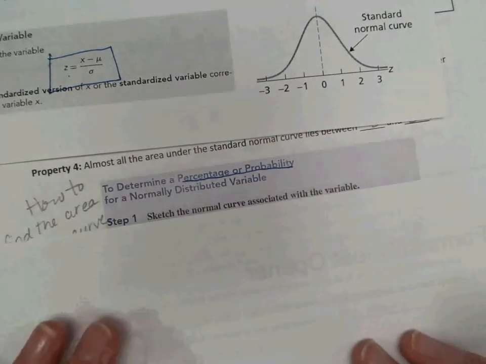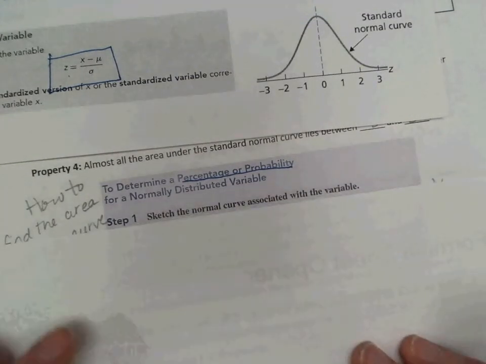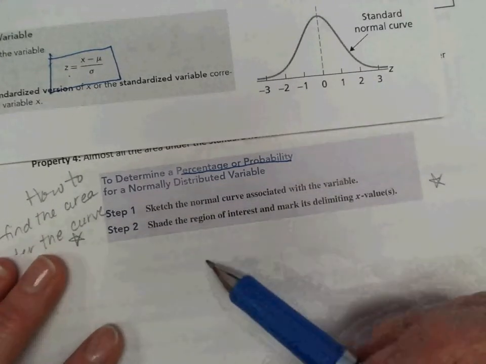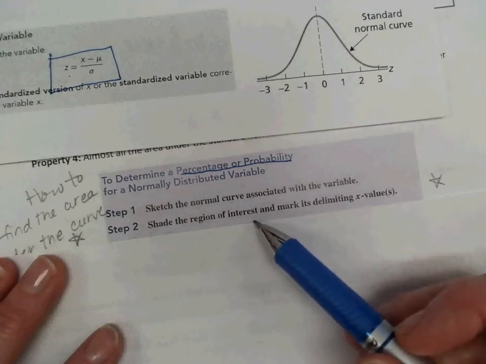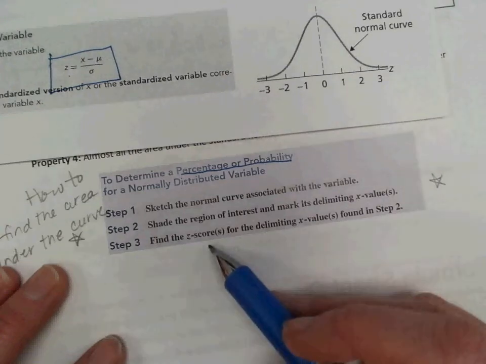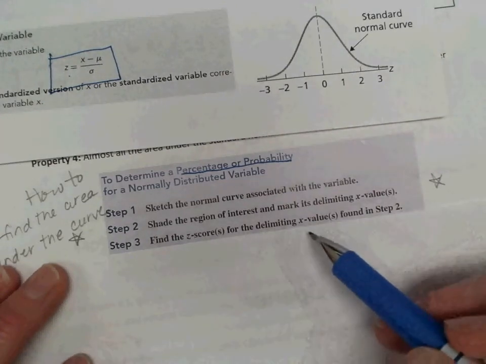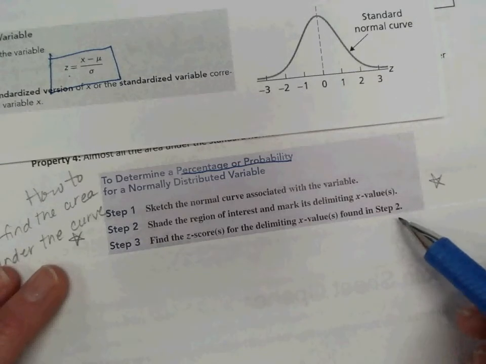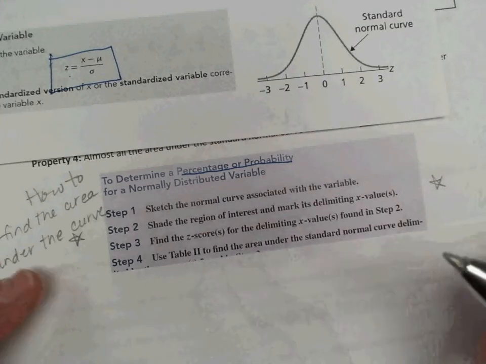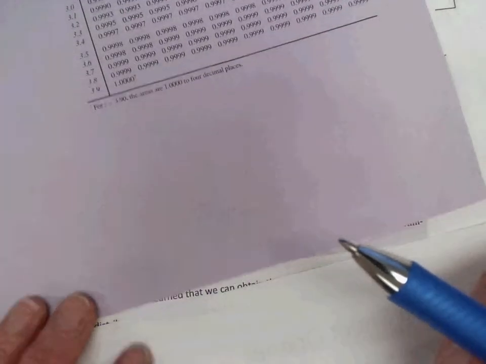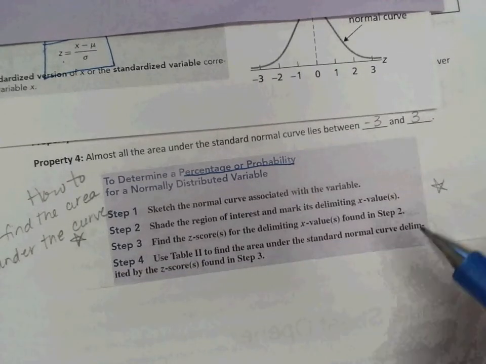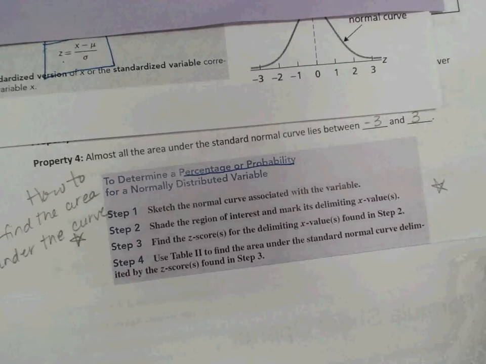So step 1, you want to sketch the normal curve associated with the variable. Step 2, shade the region of interest and mark its delimiting x values. Step 3, find the z-score or z-scores for the delimiting x value or values that you just found. And then step 4 is use table 2. You'll get a copy of this table here to find the area under the standard normal curve delimited by the z-scores found in step 3.